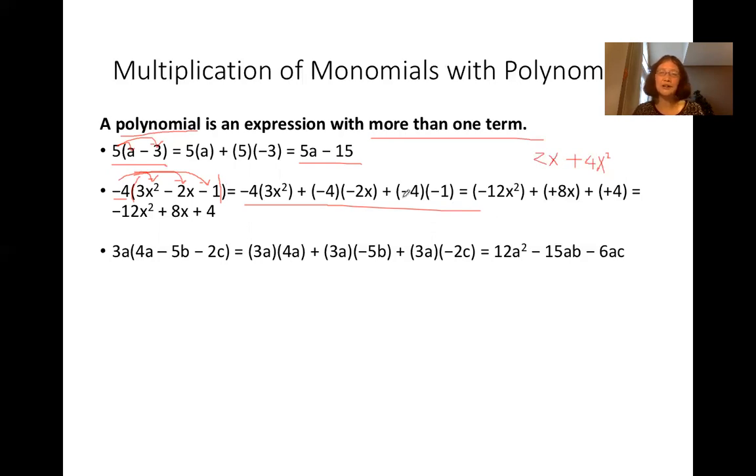And then you collect. You see, is there any like terms? No, because you have negative 12x squared plus 8x plus 4. Okay, so this is the simplest format already. You just take away the bracket, you get this final result. Okay. Same idea apply to this one here. You just use 3a multiply each item inside the bracket, and you get this result.